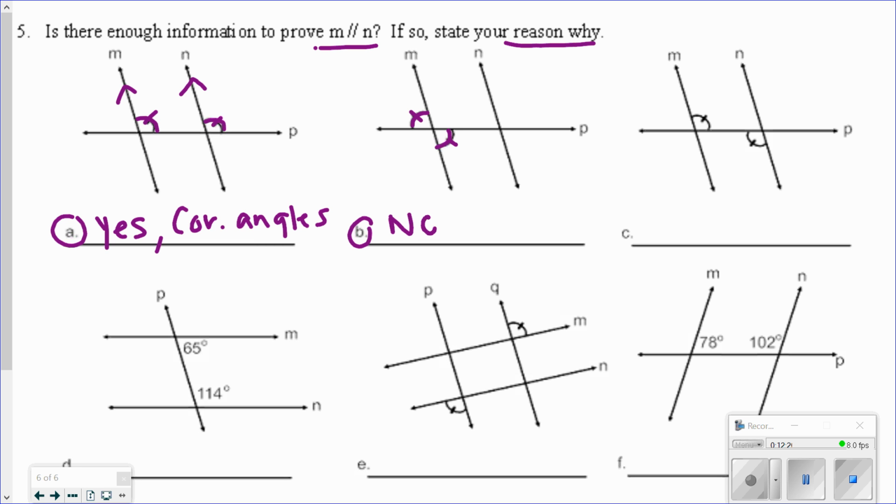Vertical angles are always congruent. That's not one of our special angle pairs, so just be careful with that. It's a trick question. Just because the vertical angles are congruent does not mean that those two lines are parallel. Let's look at part C. So I have these two angles here. We see that they are congruent. So is that one of our special angle pairs to prove that those lines are parallel? The answer is yes. And the reason is that those are alternate interior angles, and we know that alternate interior angles are congruent.